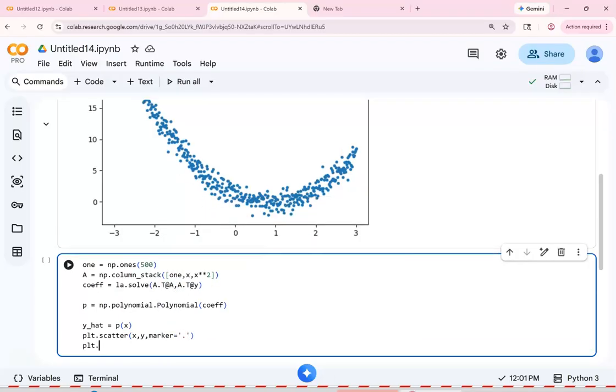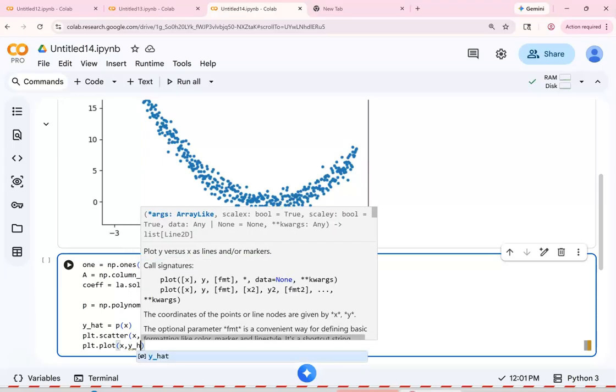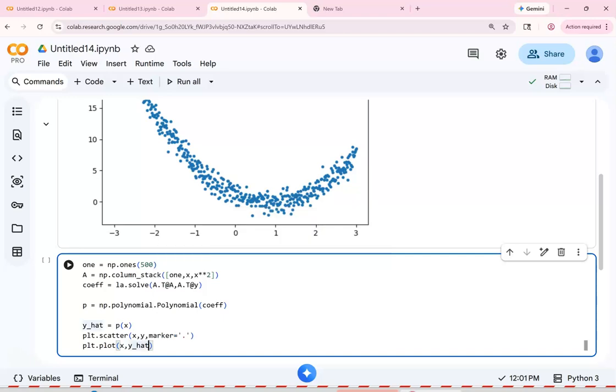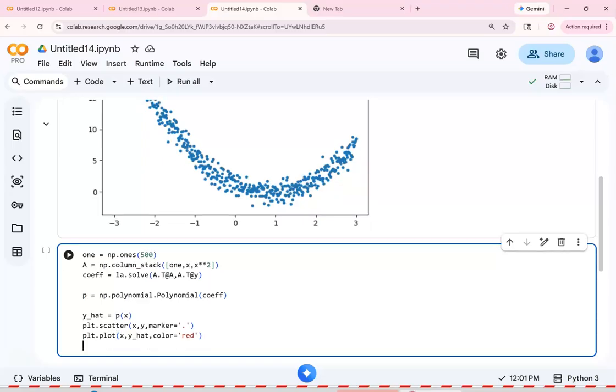And let's do our plot of x's and the y hats. I'll change the color to red so that we can see it a little bit better, hopefully. And hopefully I've got everything typed in here correctly.